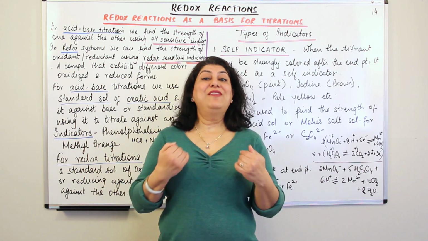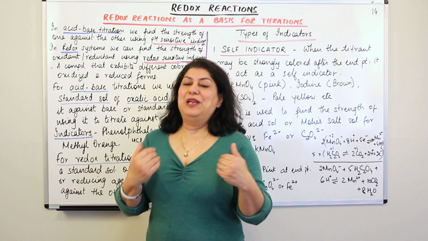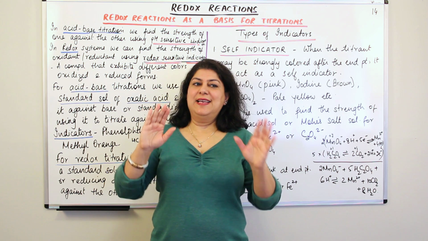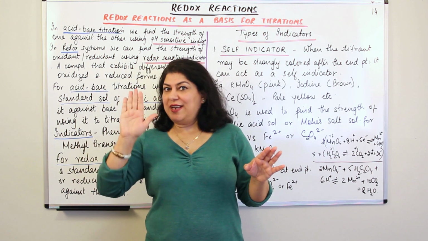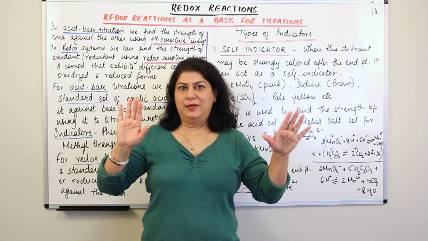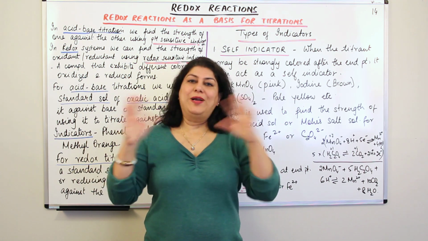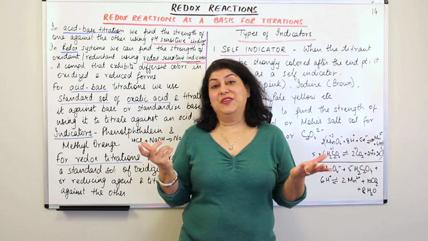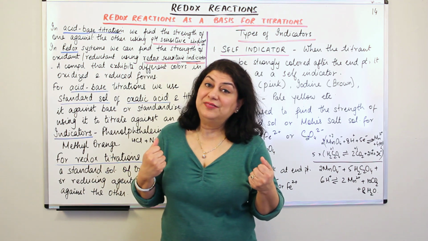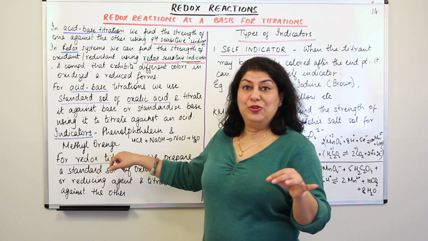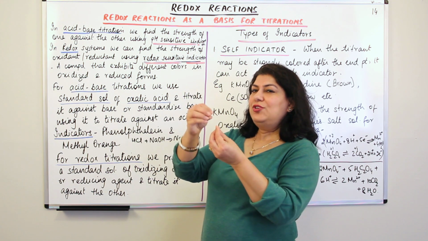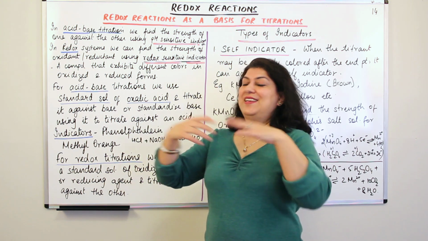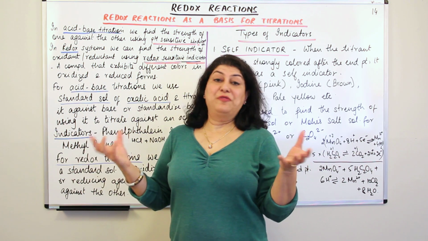Since it is a self-indicator, it indicates itself. It means it's a colored solution, and this colored solution has one color in the oxidized form and another color or no color in the reduced form, or vice versa. So in the oxidized and the reduced form, it has different colors and therefore it can indicate itself. It is just like phenolphthalein: when you had one drop excess of base, the phenolphthalein turned the solution pink, and that was your end point.